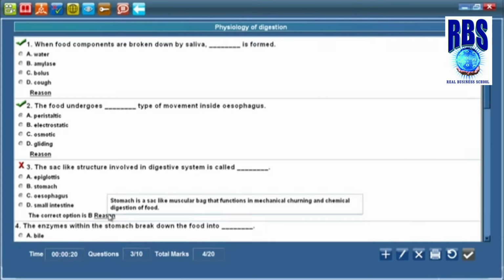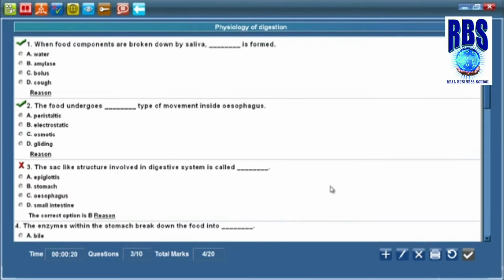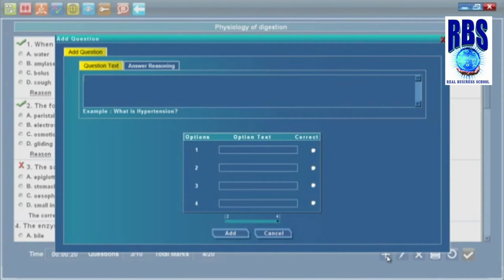Apart from this, we have given the facility of adding questions. So suppose I add a sample question. I can write A, B, I can write the options, and suppose I select B as my correct answer and I add it.